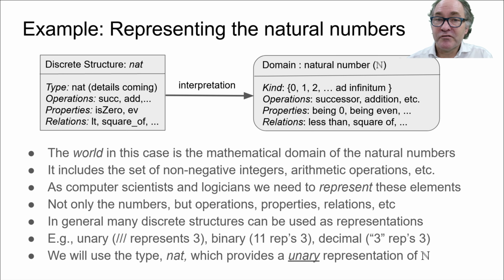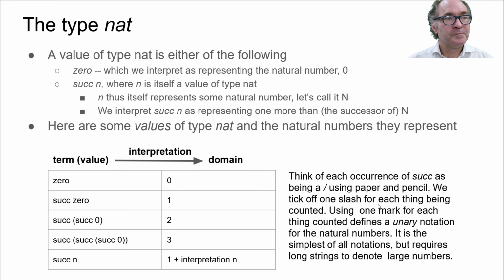Okay, so we're going to define and spend a lot of time learning how to define operations on unary representations of natural numbers using a type that we're going to call NAT. Okay. So now let's get down to business. What does this type look like?